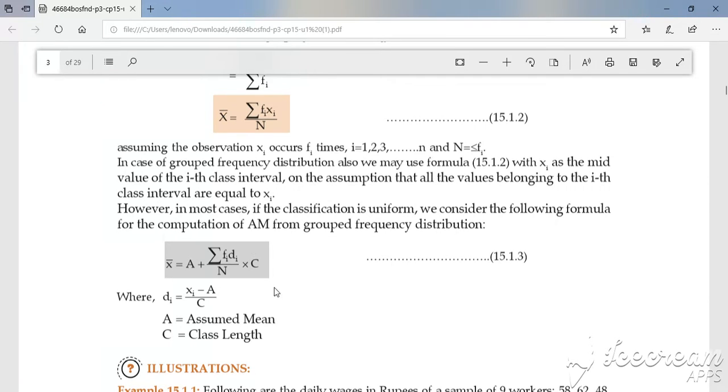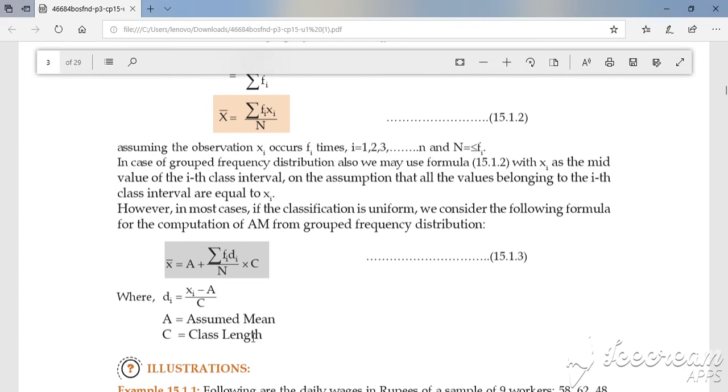We will solve these problems. Okay. We will consider this concept in the solution of different problems. So here you have to keep in mind x bar equals a plus summation fi di upon capital N into c. So what is di? Di equals xi minus a upon c. A is the assumed mean and c is the class length.